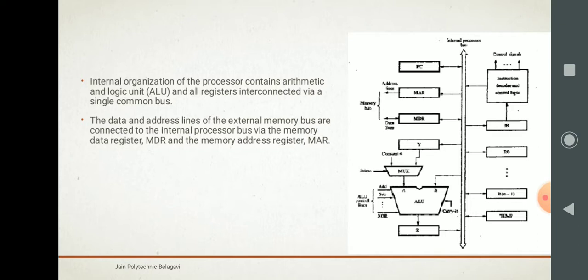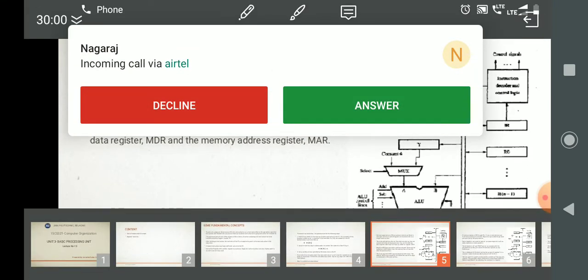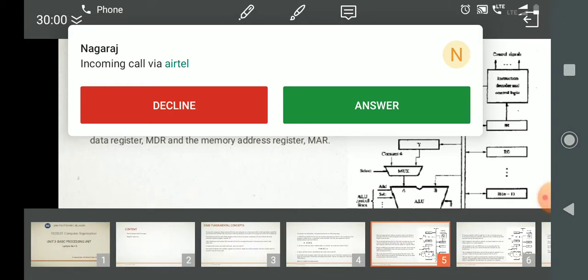So MAR and MDR, as I told in the previous chapters, are the memory address register and the memory data register. MAR is used for storing the address of the instructions, and MDR is used for storing the data that is present in the next instructions.